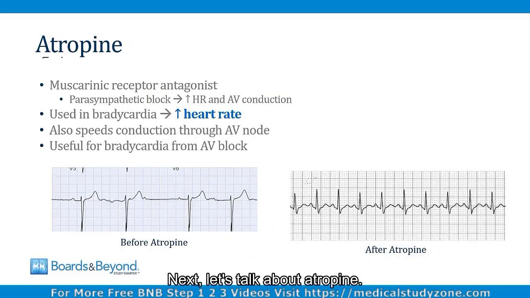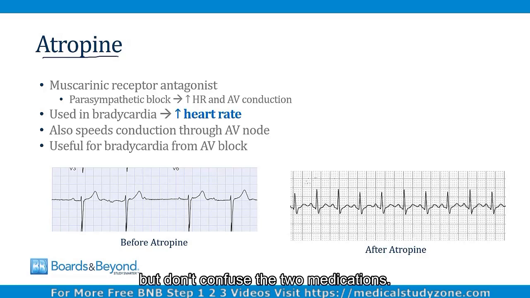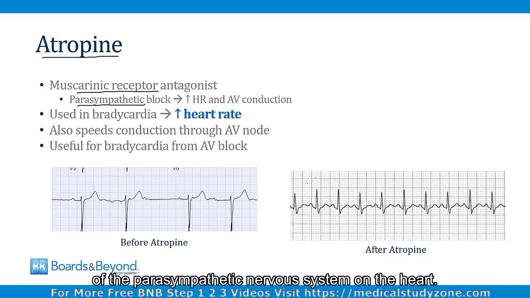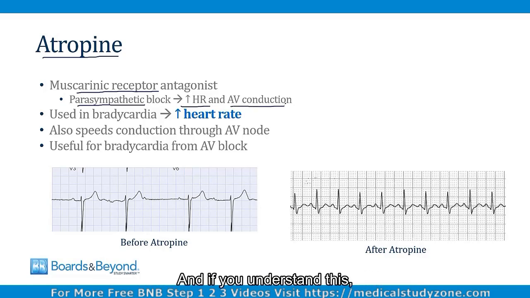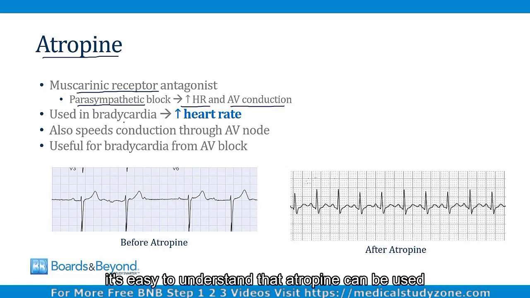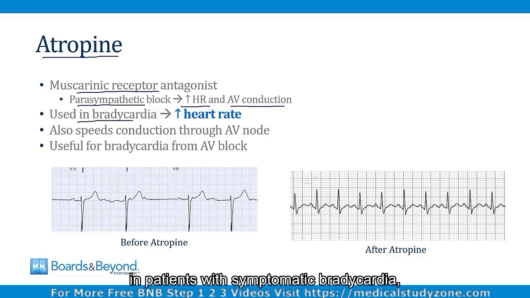Next, let's talk about atropine. Atropine sounds a lot like adenosine, and it also works on the heart, but don't confuse the two medications. They have completely opposite effects. Atropine is a muscarinic receptor antagonist, so it blocks the effects of the parasympathetic nervous system on the heart. This is going to lead to an increased heart rate and increased conduction through the AV node. And if you understand this, it's easy to understand that atropine can be used in patients with symptomatic bradycardia because it will increase the heart rate.